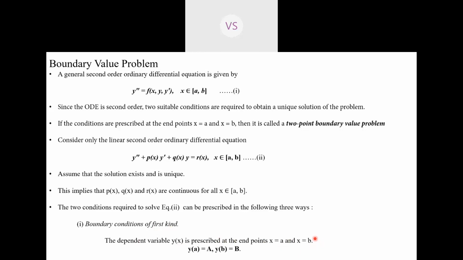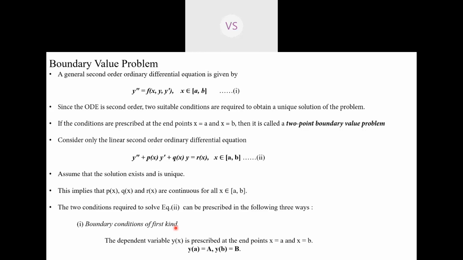The value of y will be prescribed at these two endpoints, meaning the value of y when x is equal to a is capital A, and the value of y when x is equal to b is capital B. So two conditions will be given. These conditions are known as boundary conditions of the first kind, in which the y value will be prescribed at two values of x.